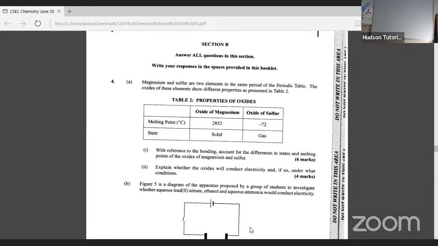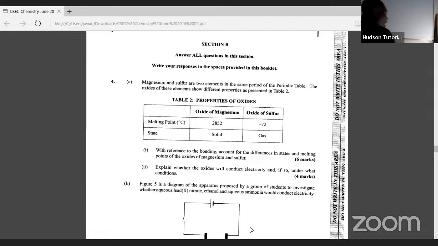Let's move on to the next question. I think this is probably our last question. I'm not going to finish the paper, as you can see, as we're running out of time. But don't worry, we'll talk afterwards, right? So it says, explain whether the oxide will conduct electricity, and if so, under what condition?